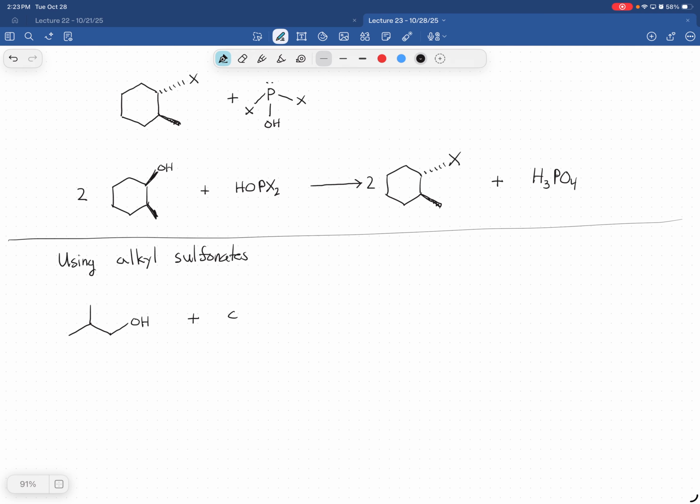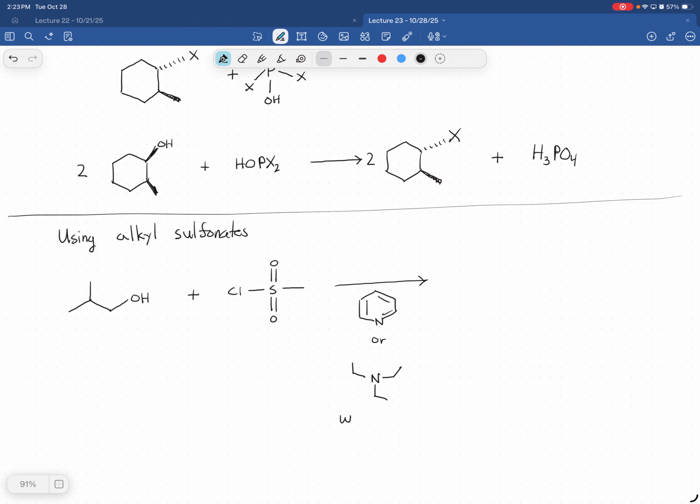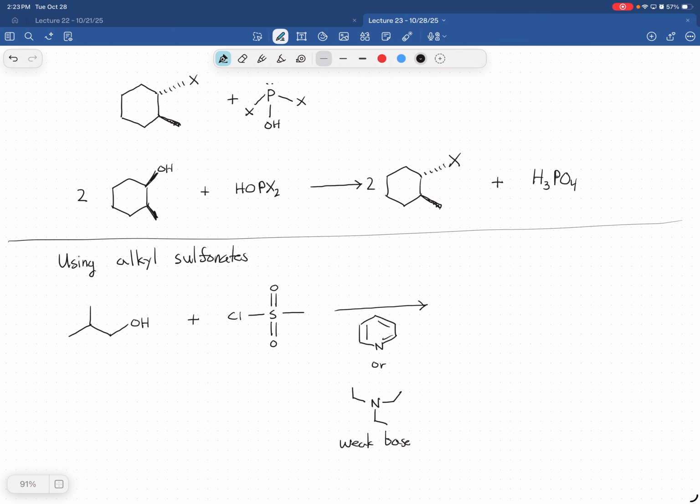You have the chloride version of the sulfonate you want. So for example, methyl sulfonate. So this is called methane sulfonyl chloride. So that's the reagent you would use. And so you would use a base here to neutralize the HCl. So usually it's pyridine or triethylamine. So these are just weak bases, to deprotonate the HCl.